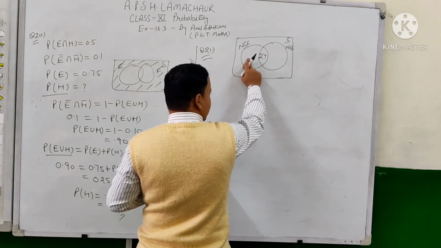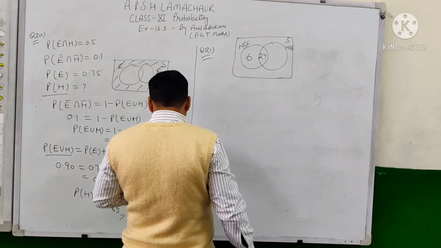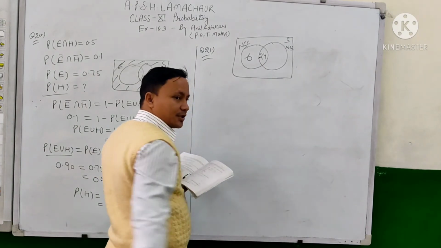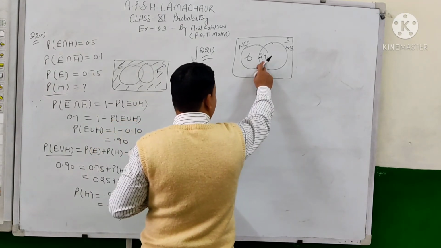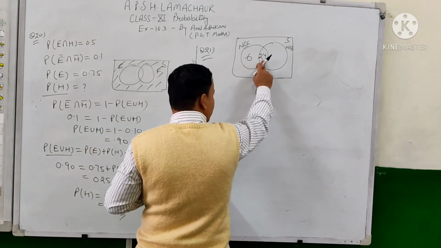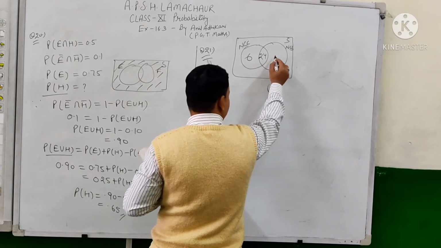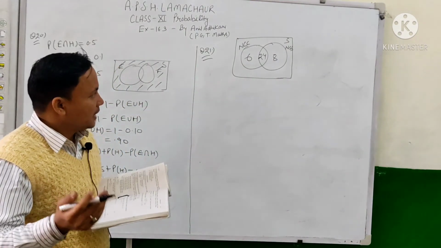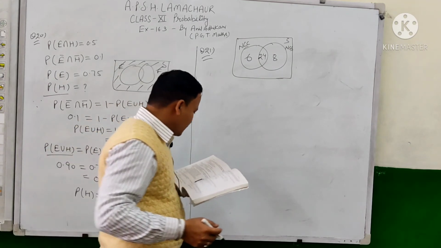तो यहाँ कितने बचेंगे अब? There will be only 6 students in NCC. Likewise, 32 opted for NSS, and out of 32, 24 are in the intersection part. So what is the remaining portion here? 32 minus 24, that is 8 students only opted for NSS. Okay. Now find the probability.